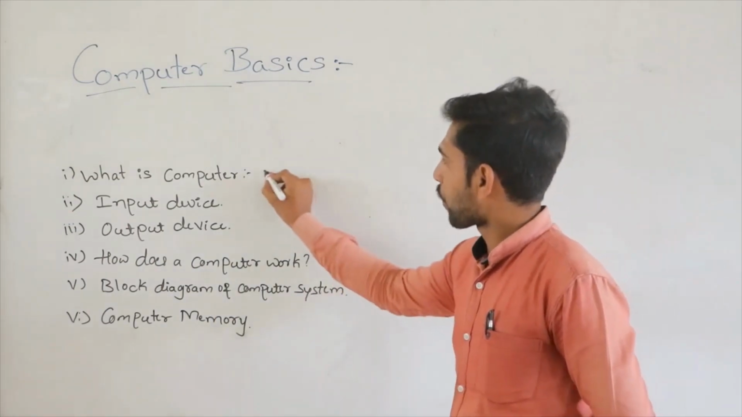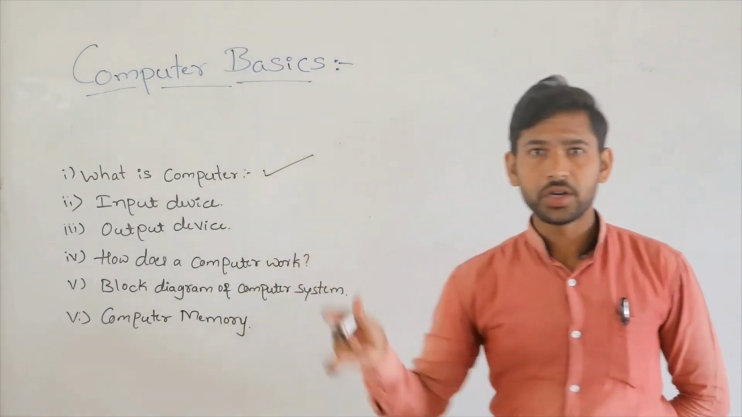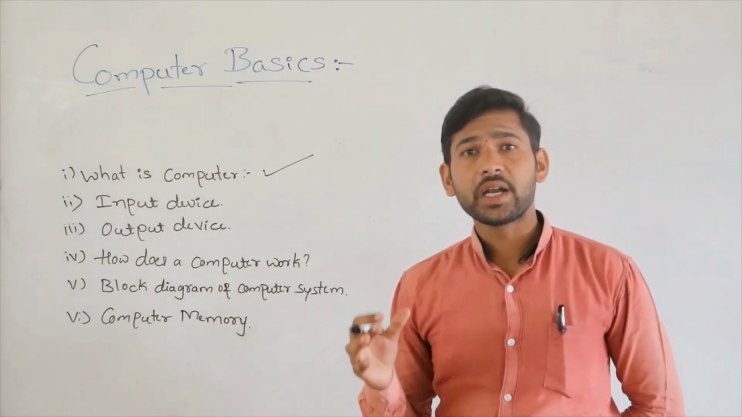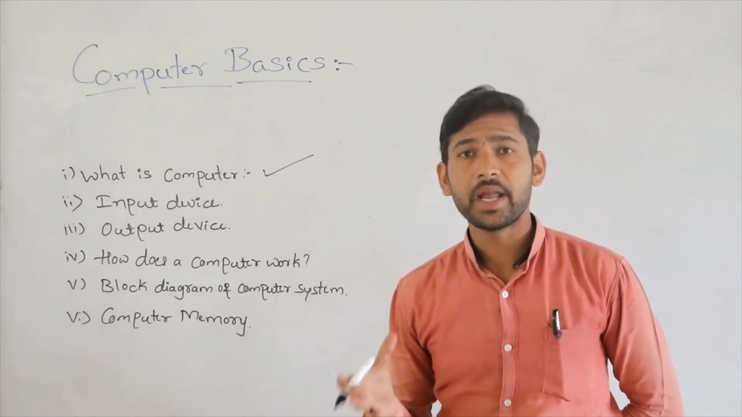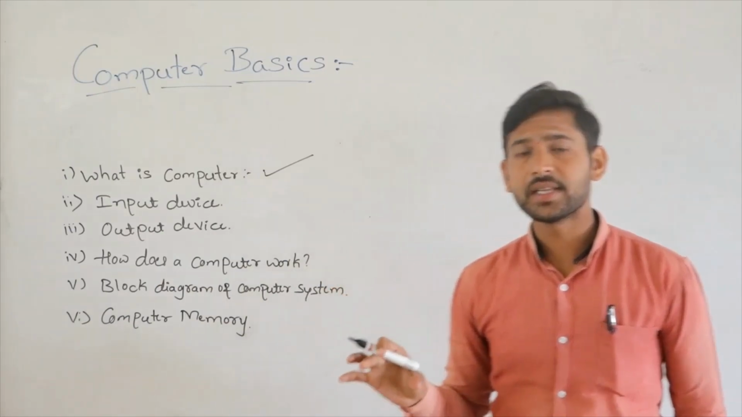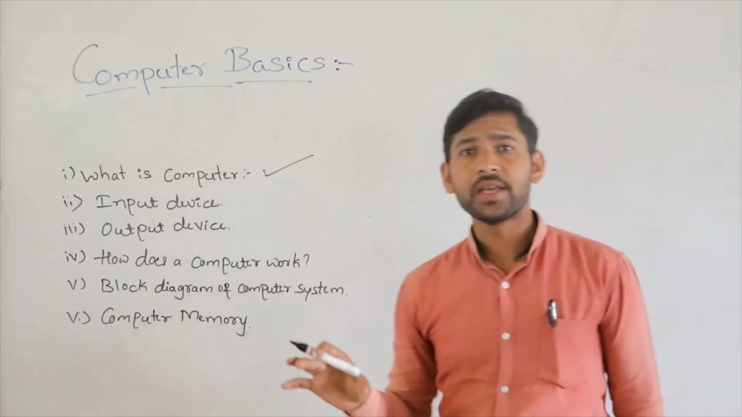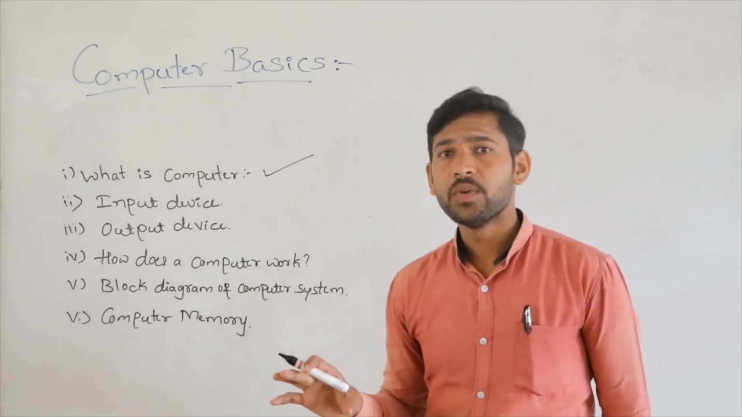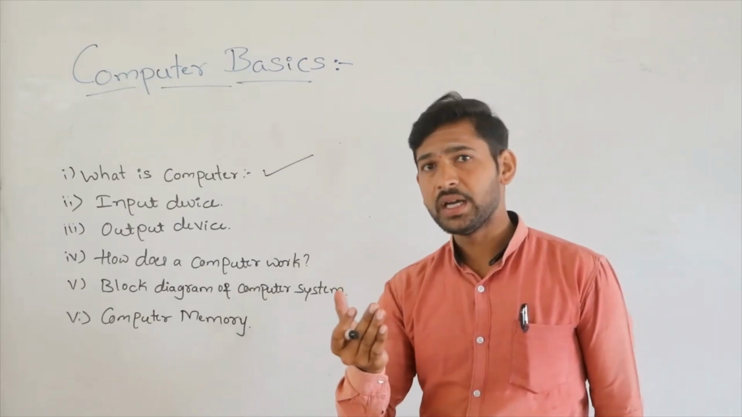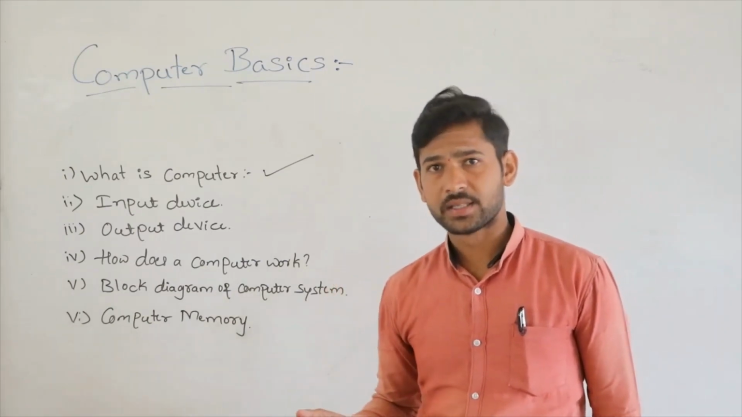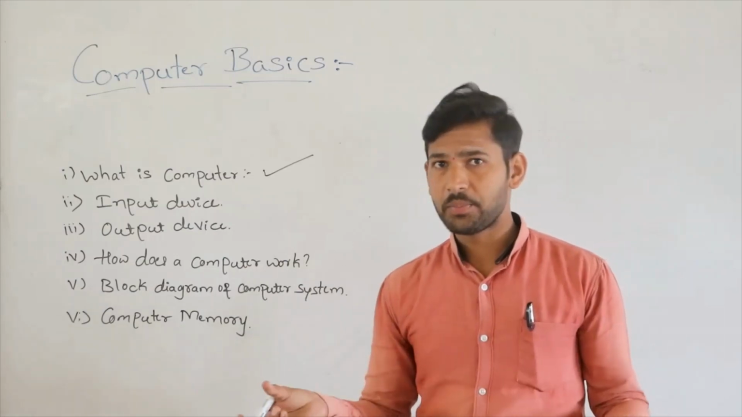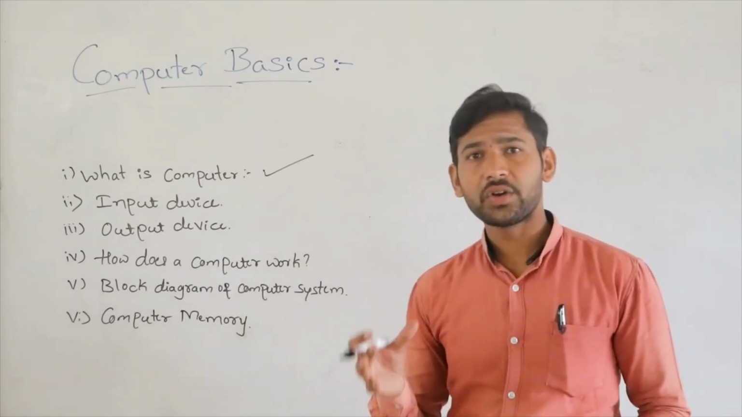The first one, what is a computer? You already know that. A computer is an advanced electronic machine made up of electronic devices. It takes input data through the input devices. The input devices interact between the user and the computer.